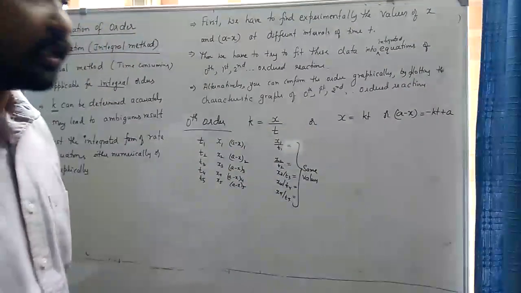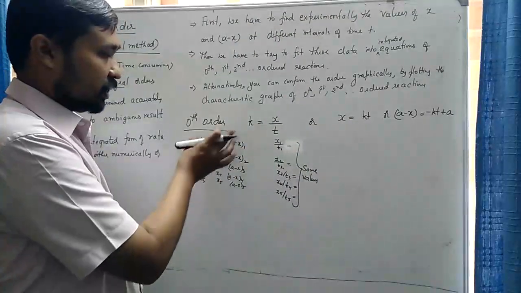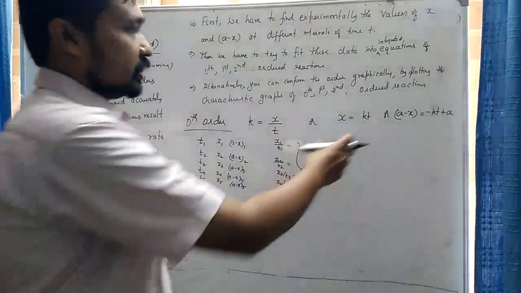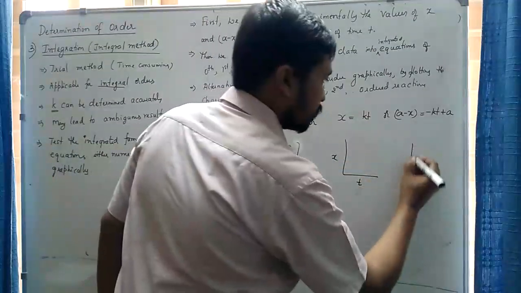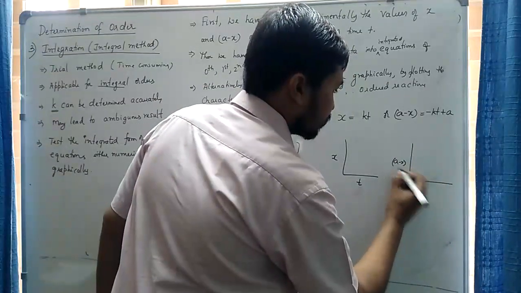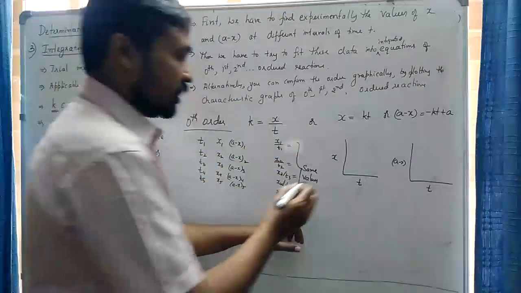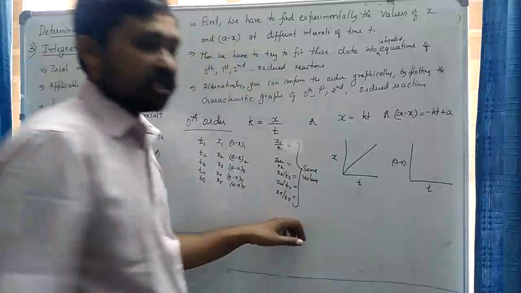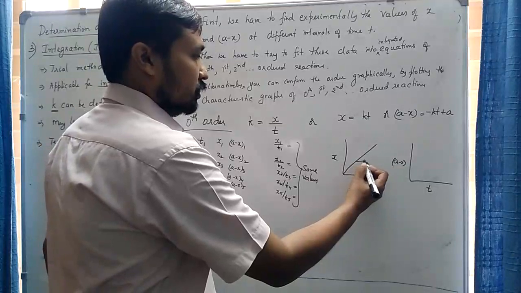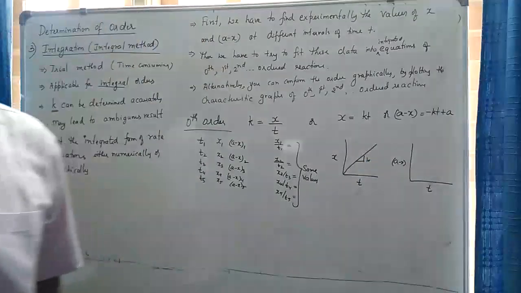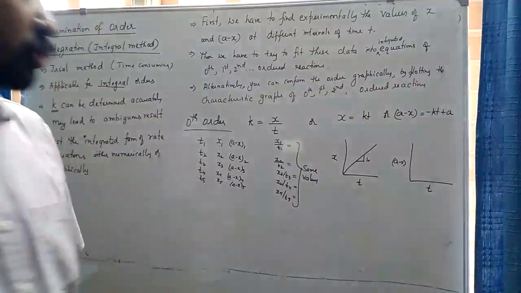Alternatively, I can try to plot the characteristic graph of a zeroth order reaction. I already have this data, so I will try to plot a graph. What is the characteristic graph for a zeroth order reaction? You have to plot a graph of x versus t, or a graph of a minus x versus t. By using this data, I will plot x versus t, and if I get a straight line passing through the origin, it means that it is a zeroth order reaction. And from the slope you can find out the rate constant of the reaction. So again, simultaneous determination of order and rate constant is possible.